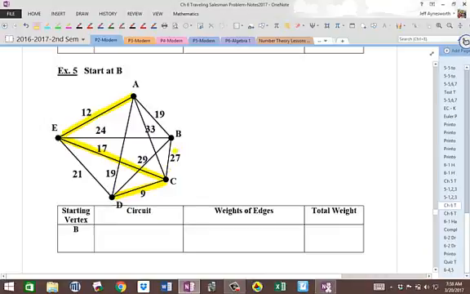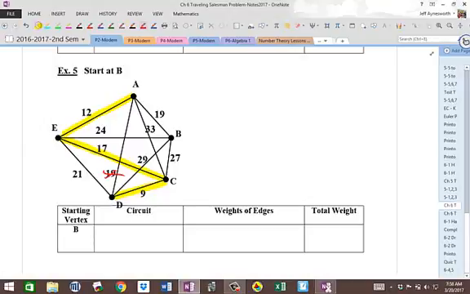The next weight after 17 is 19, and I have two 19s. I have edge AD, which I cannot select. I'm going to show you why. If I select it right now, notice that I created a circuit, E, A, C, D, back to A. No good. That's a circuit with 4 vertices, and I want a circuit with 5 vertices, so I can't select that. So I'm going to cross this one out here. And so I'm going to select the other weight of 19, AB right here.